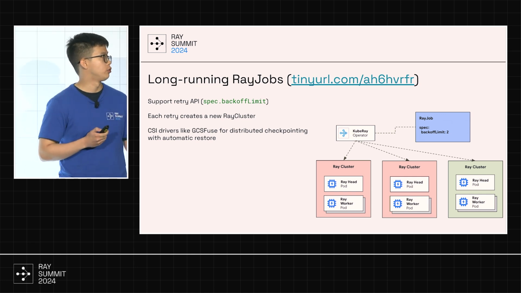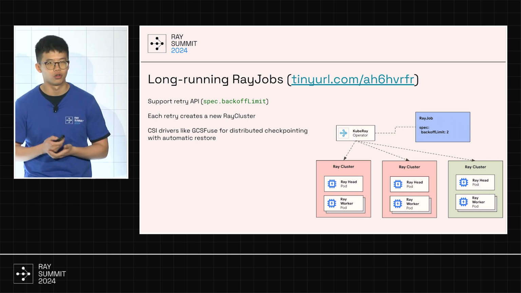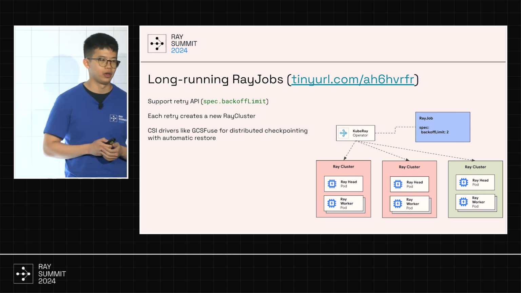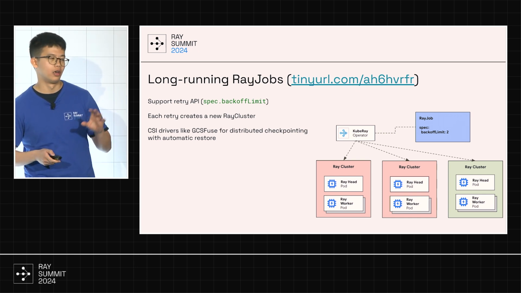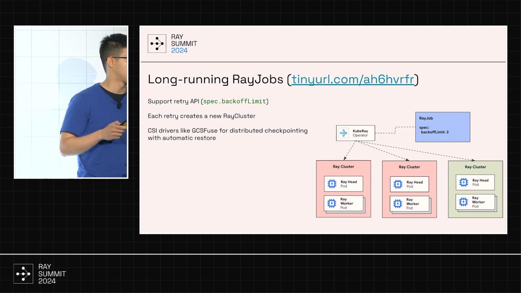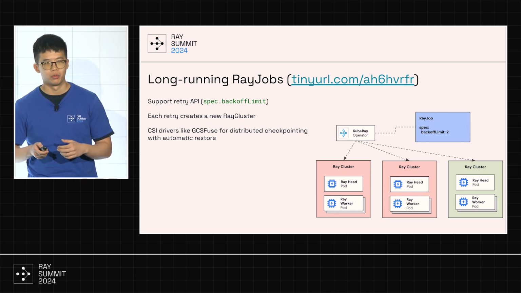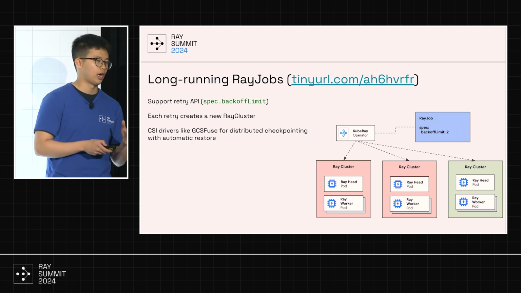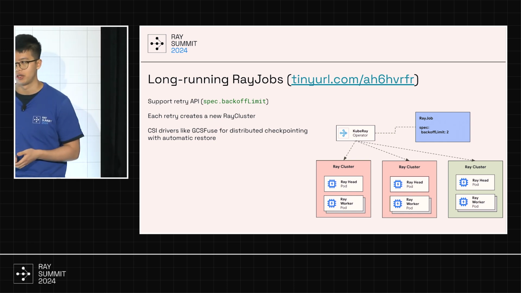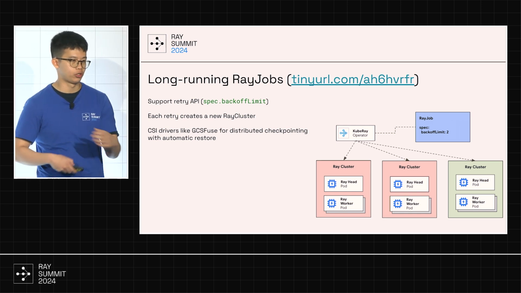So we introduced a new API called backoff limit. It is pretty similar to the backoff limit in the Kubernetes Job API, and you can use it to configure the number of retry attempts. Each retry contains the recreation of a Ray cluster and submitting the Ray job again. In addition, as a part of this work, we also published and validated a guide on how to configure the CSI driver, such as GCS FUSE, to store and restore checkpoints from distributed checkpointing.